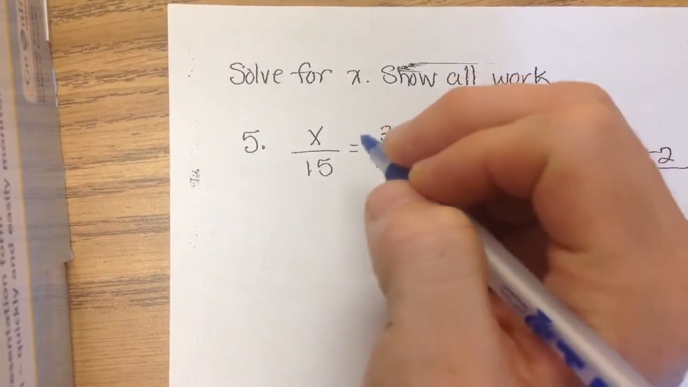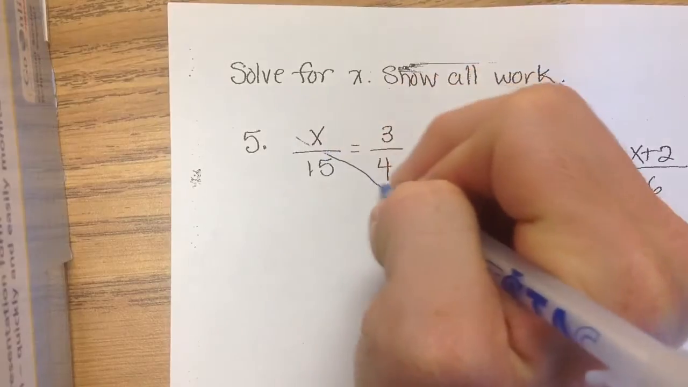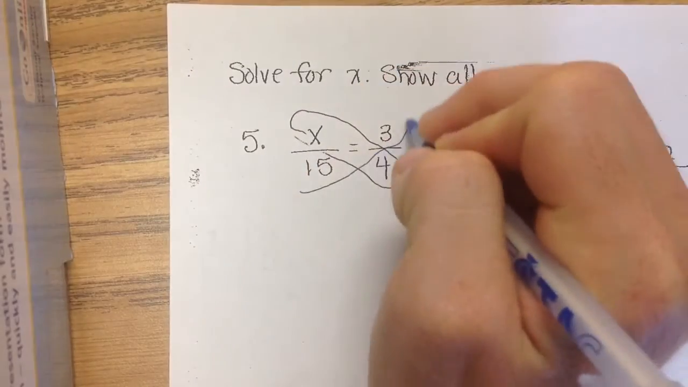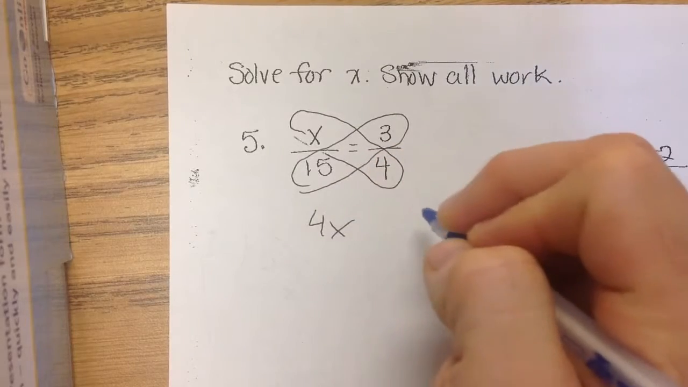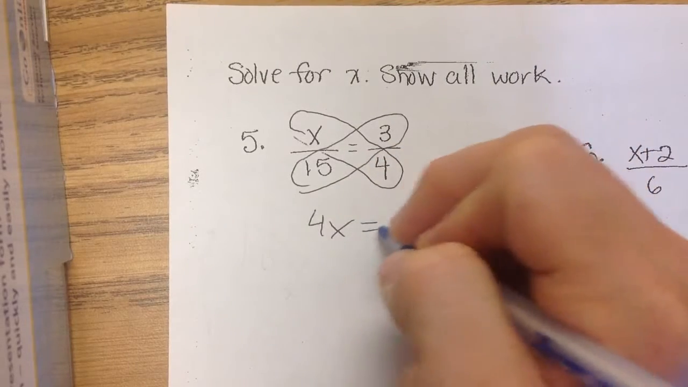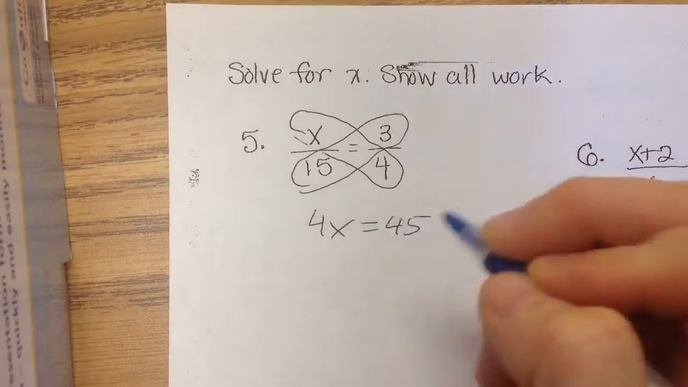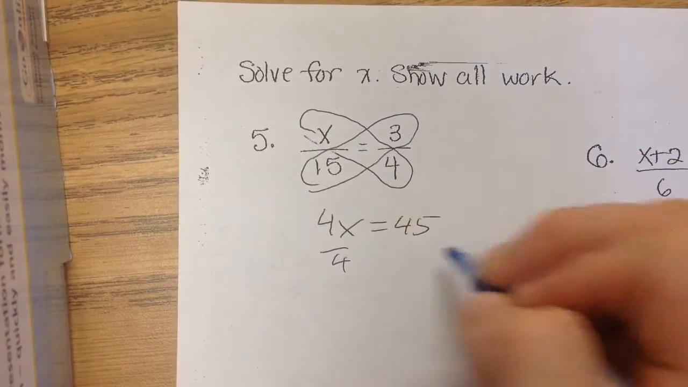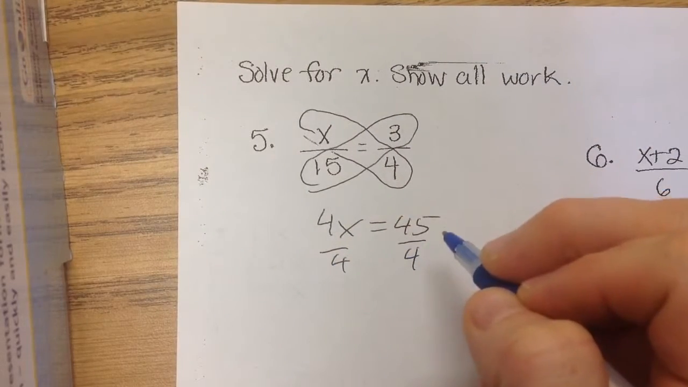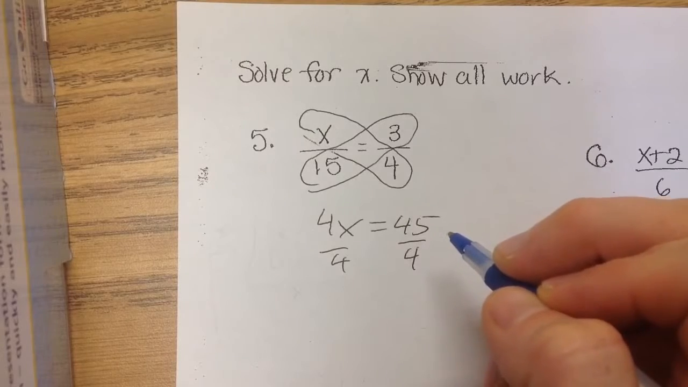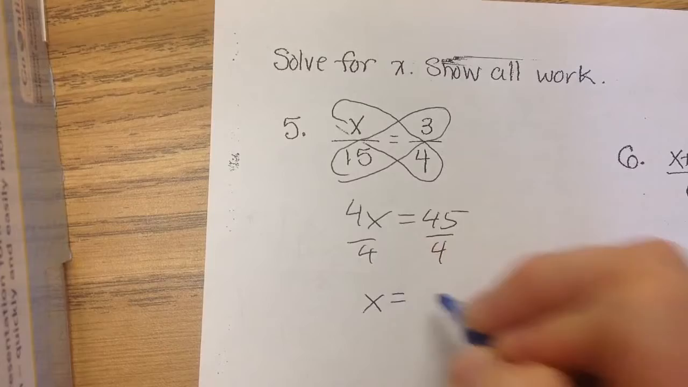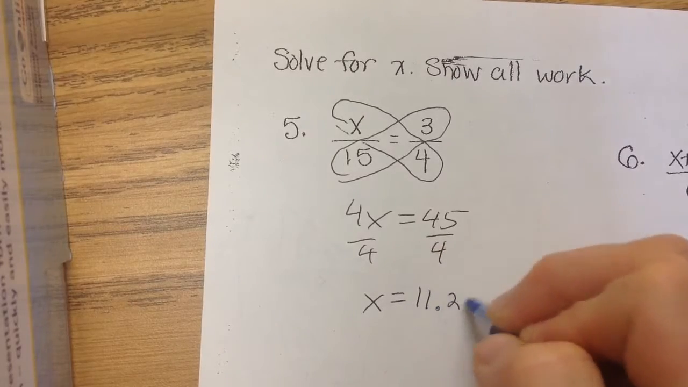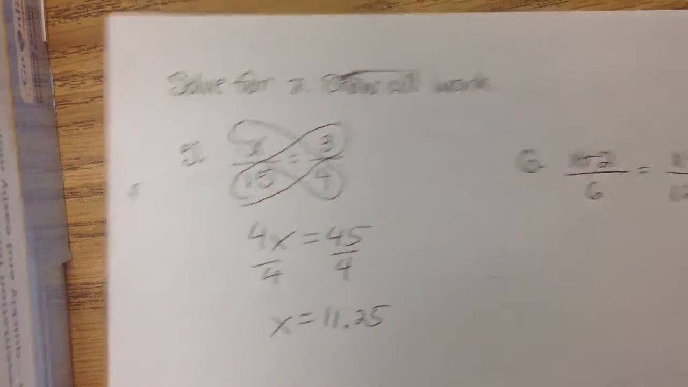Okay, so on this first one here, we're going to cross multiply. 4 times x is going to give us our 4x. 3 times 15 is going to give us 45. All right, divide by 4, divide by 4. 45 divided by 4 is going to be 11.25. So x equals 11.25. So hopefully you got the same answer on that one.